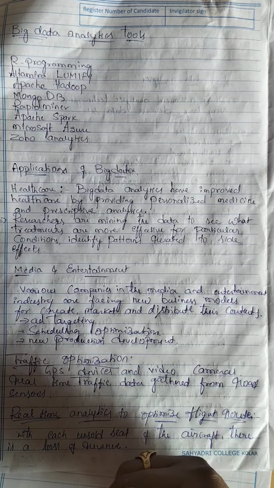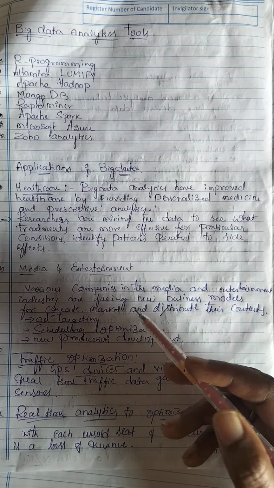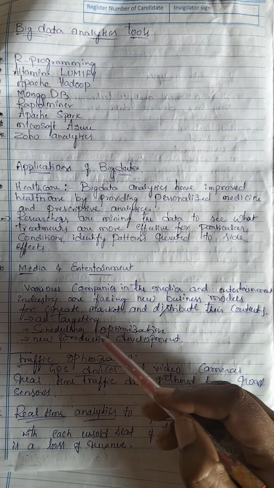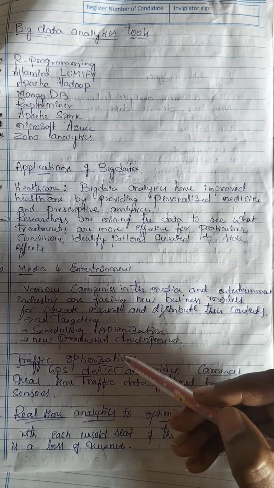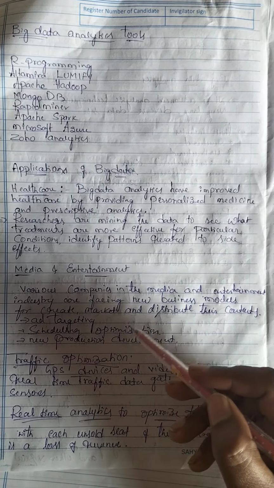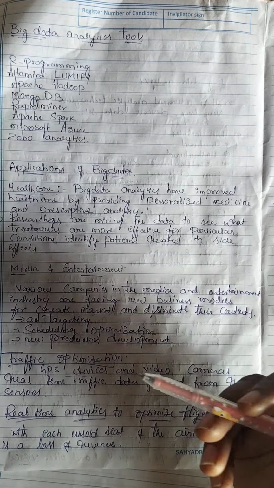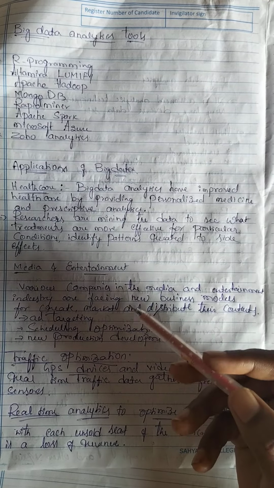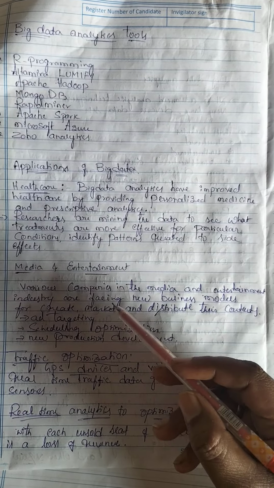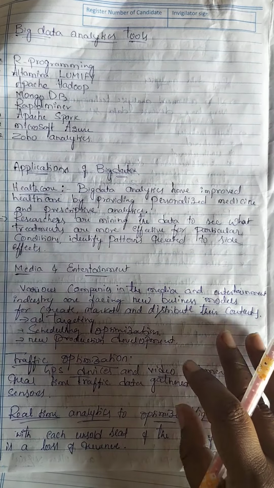distributing their contents. For example, if they are going to give some advertisements, first they should plan how to provide the ad. And if you want some optimization based on timings, that means scheduling optimization. If you are going to develop new productions, that is one of the big challenges in media and entertainment.